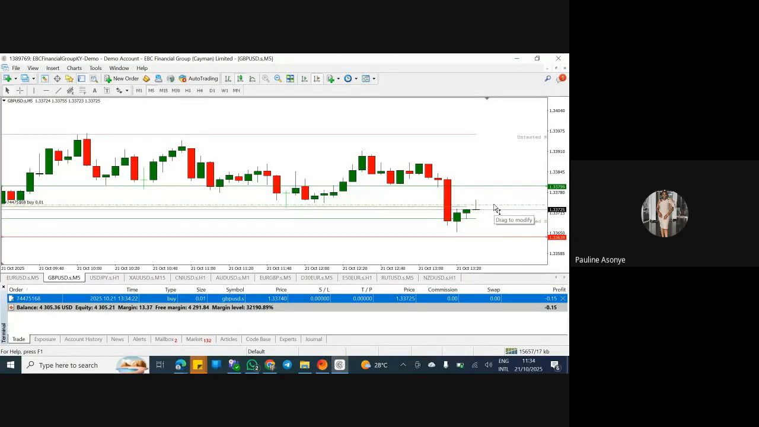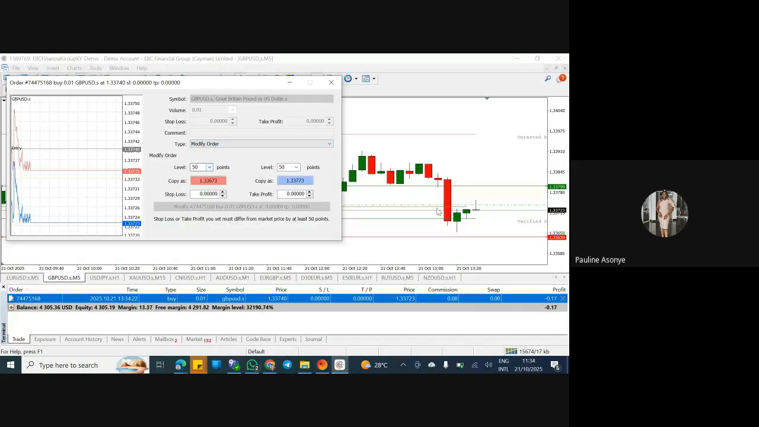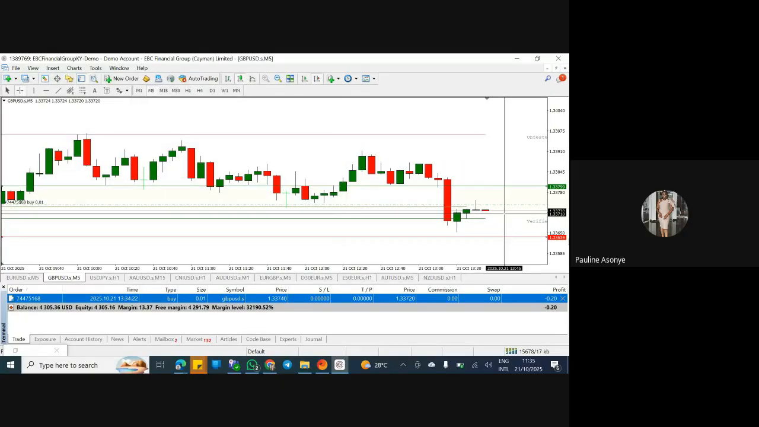Normally, I said you can just drag and put your TP, drag below and put your stop loss, right? But I want us to do it manually. Modify. Let's see how many pips away from the market this is. So this is a good take profit for us. Now let us do a stop loss.